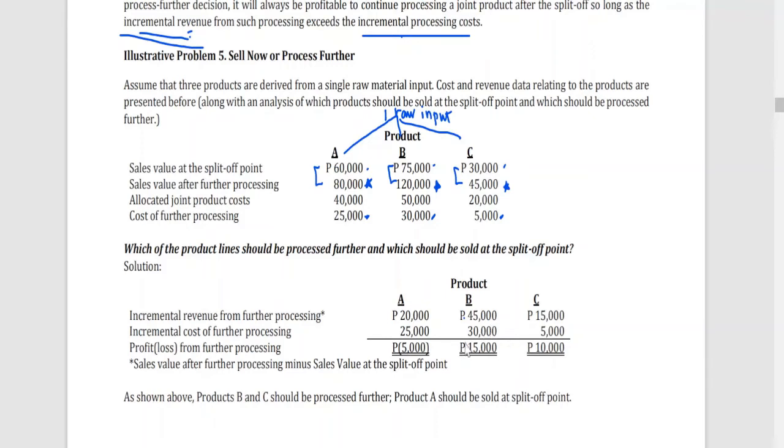Therefore, which products should be processed further? So, of course, you're going to process further those products which have a net benefit after further processing, and that would be B and C. Meanwhile, dili man pod sanay nga tanan i-process further. So, if there are products that are better off not being processed further, then therefore, sell it at split off point. So therefore, product A would be sold at split off point. Kaya kung i-process mo siya further, malugi ang kumpanya by 5,000 pesos.